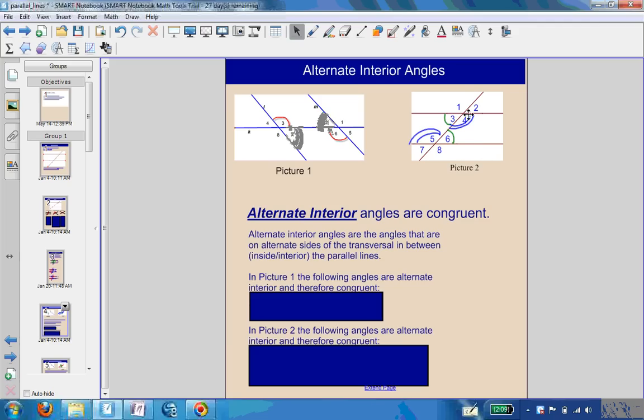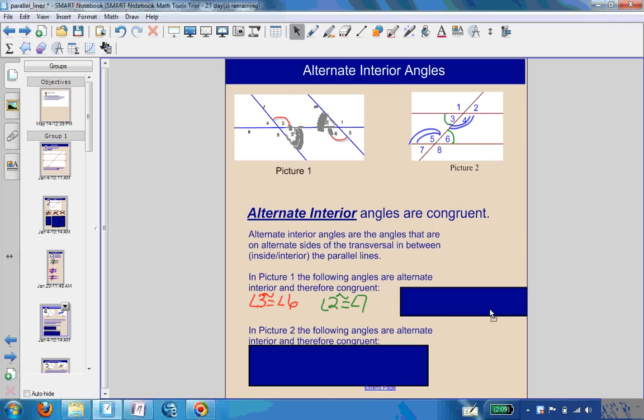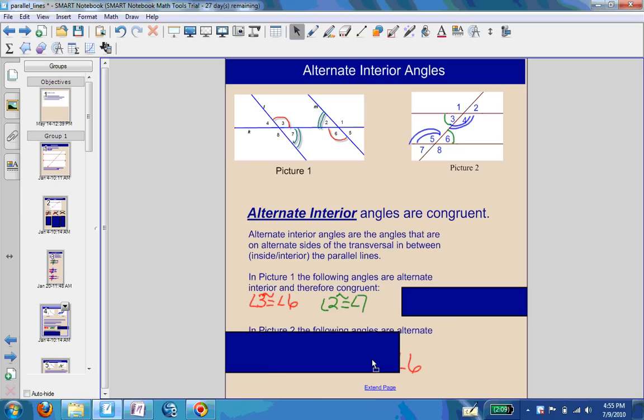So in this picture, let's start at picture 2. 5 and 4 are considered alternate interior angles. They're alternating around the transversal and they're interior to the parallel lines. They are congruent. 3 and 6, alternating and interior. They're congruent. Over here in picture 1, angles 7 and 2 are alternating on the transversal and interior to the parallel lines, so they're congruent, and 3 and 6 are alternating and interior as well, so they're congruent. And so this is where I've listed those pairs of angles.